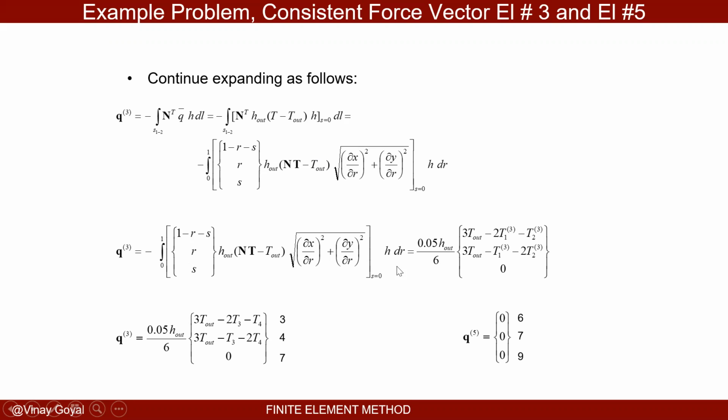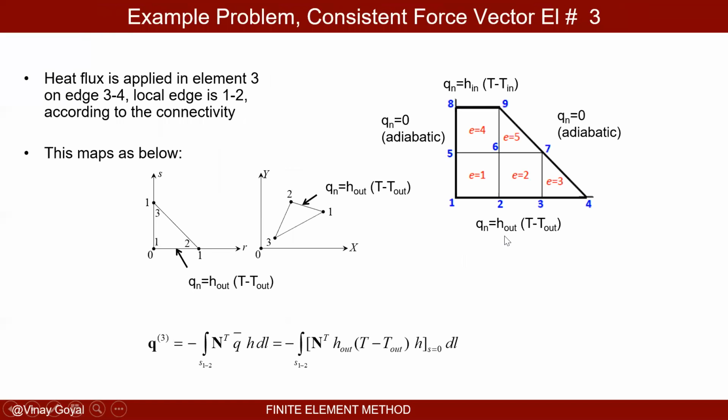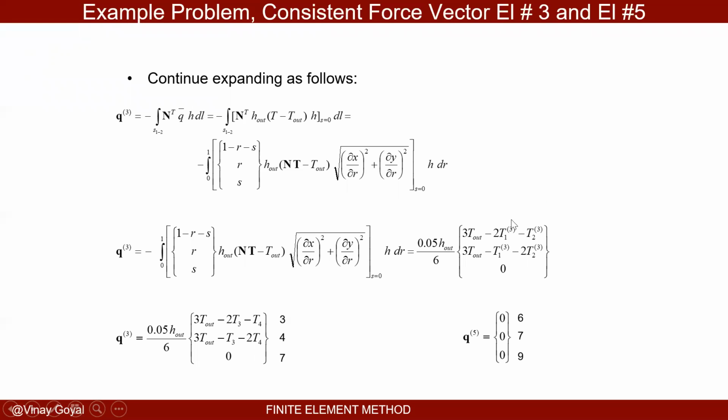Now I can integrate this whole thing using either Gaussian quadrature or numerically using Mathematica. And when I do, I get this equation here. For element number 3, node 1, that's T3. So that's T3. This one becomes T4. That's T3, and that's T4.